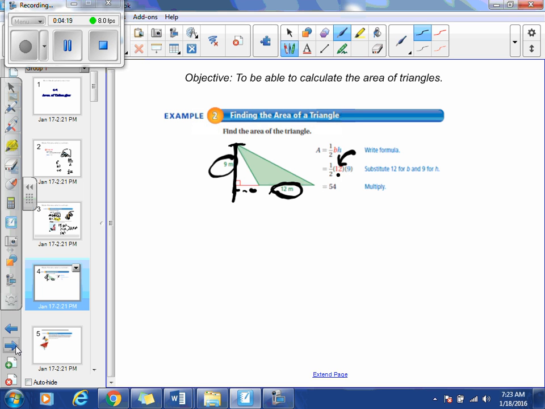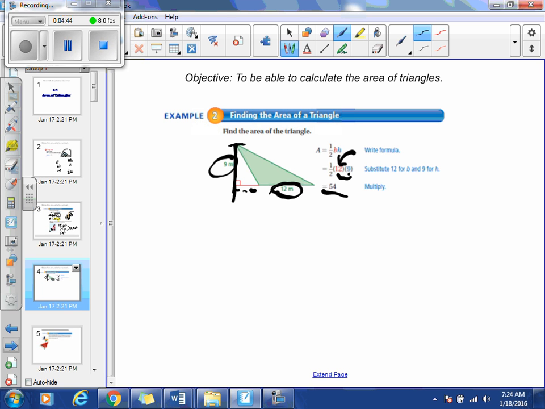So they substituted 12 and 9. And then they said, okay, base times height, 12 times 9 is 108. And then we needed to take half of that because a triangle isn't a full rectangle. A triangle is only half of a parallelogram. So 12 times 9, and then half of that, or 0.5 times that, is 54.